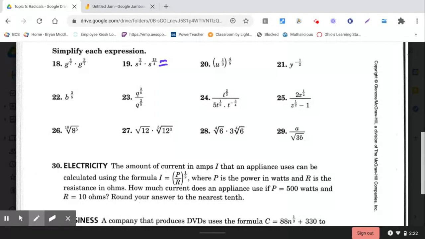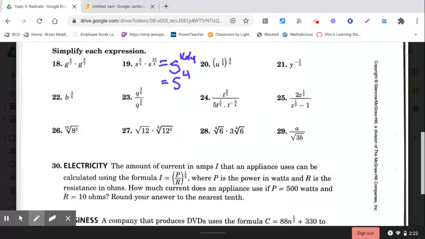Okay, so we have s to the 3/4 times s to the 13/4. Since they each have their own base, we are adding 3/4 plus 13/4. So this is s to the 16/4. And of course, 16 divided by 4 is just 4. So this simplifies to s to the 4th.